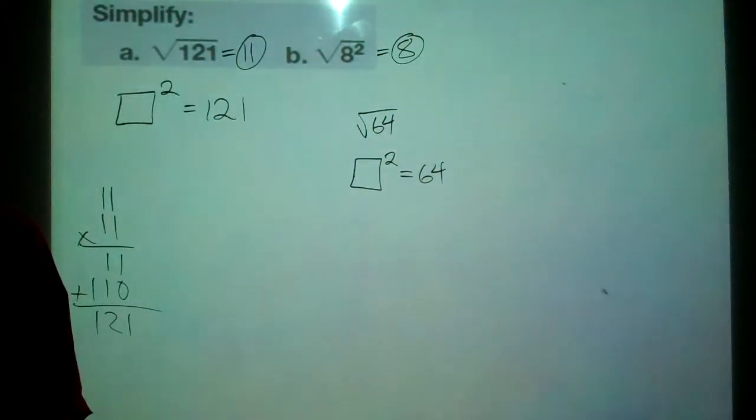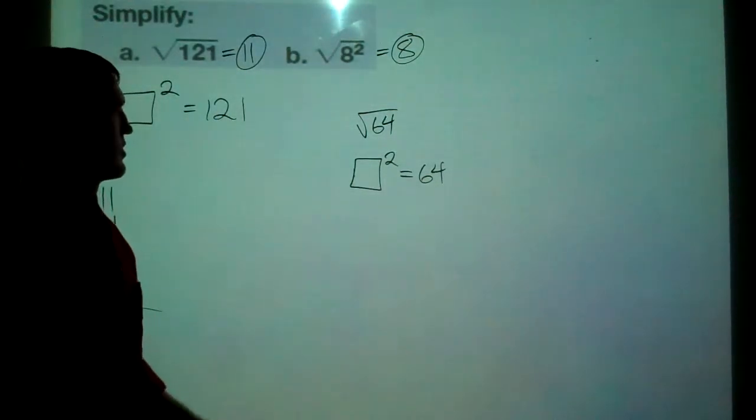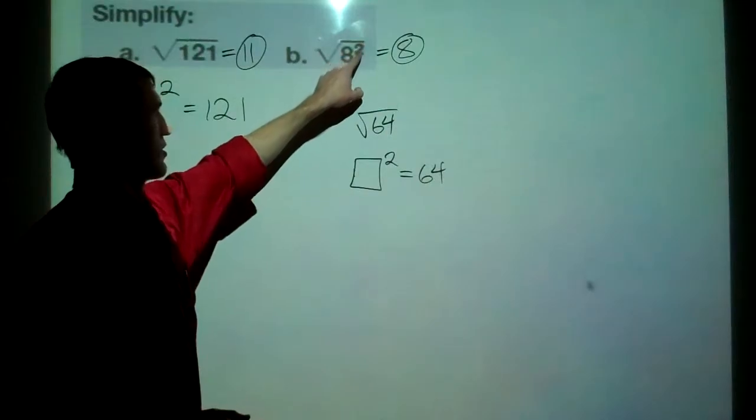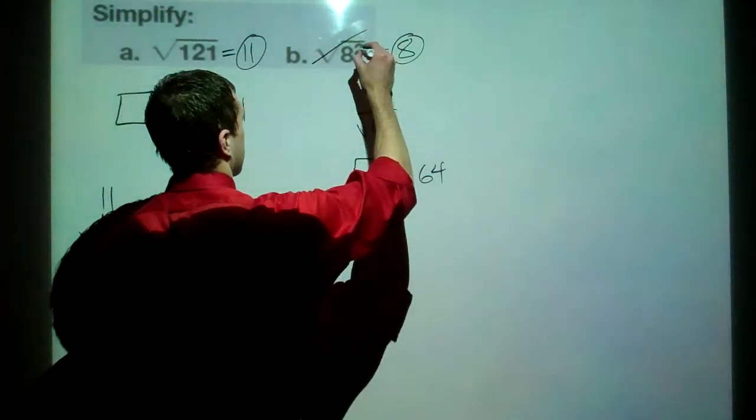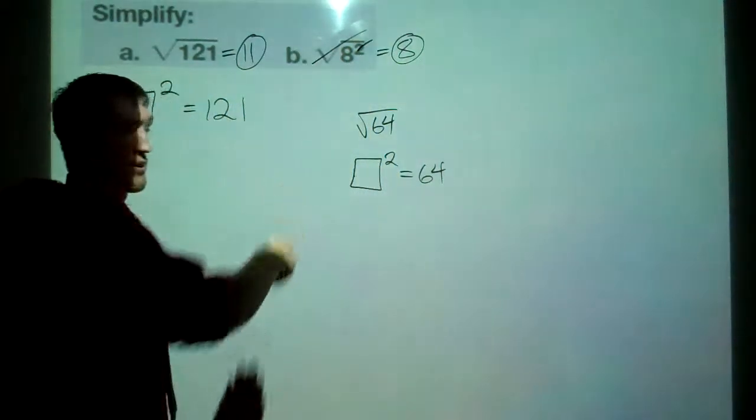So, remember when I said that squaring and square roots are inverses? Well, you're square rooting something that's being squared. So your shortcut is to just say, okay, cancel those 2 things out and you're left with 8.